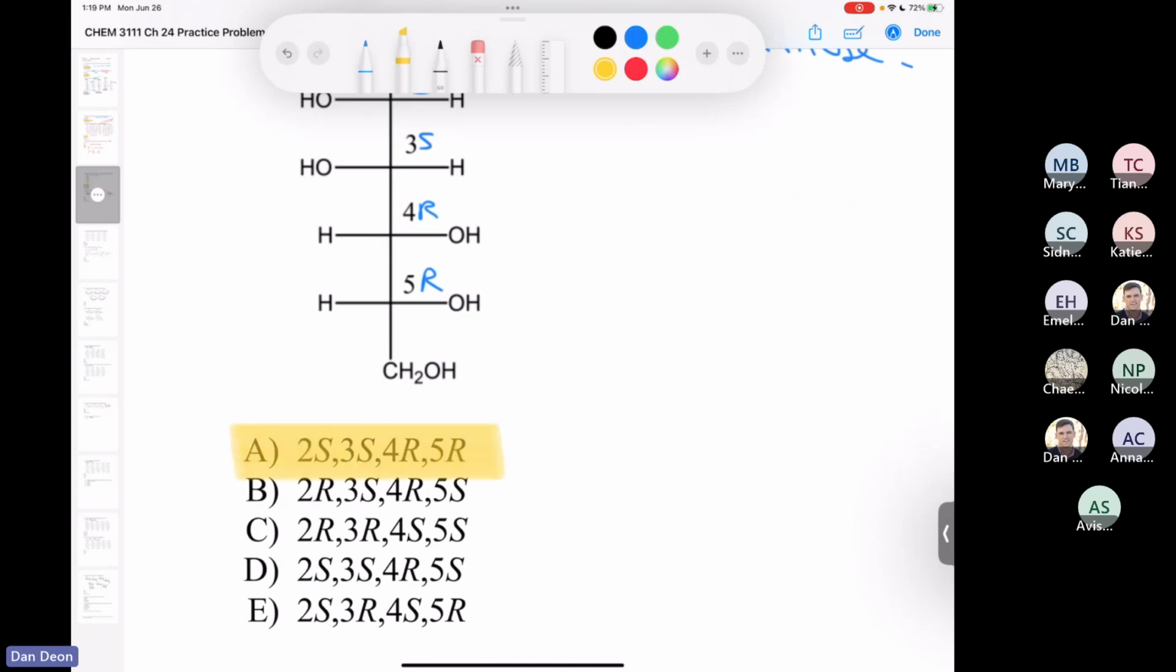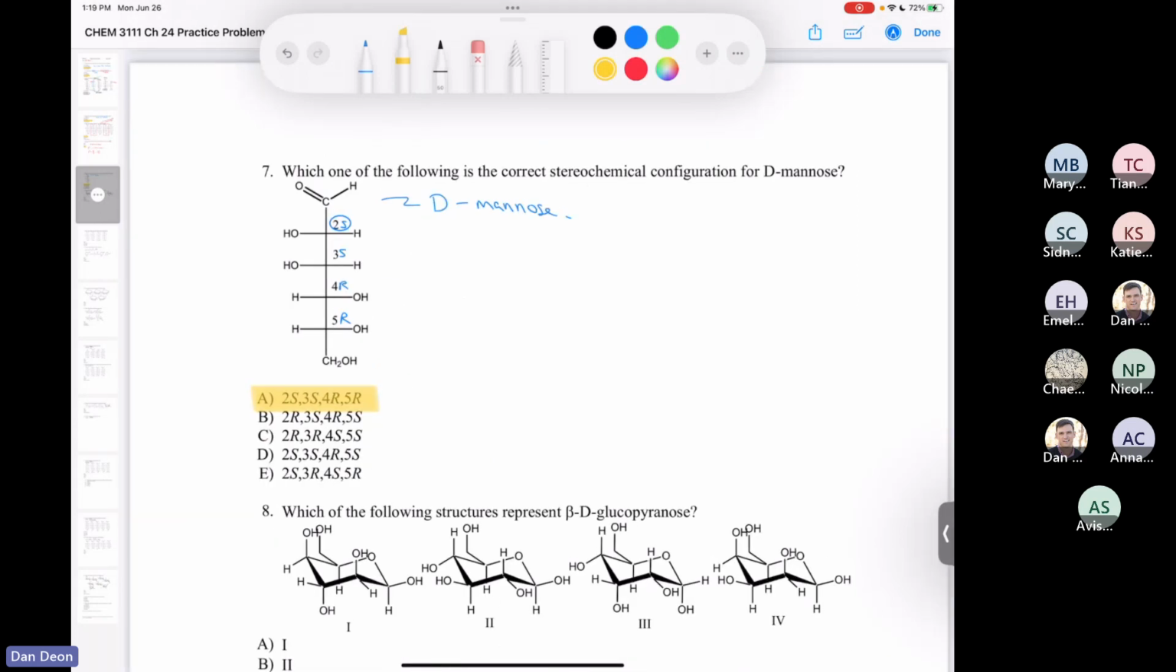Now, if you're wondering why didn't you teach me that way back in chapter 5 of Organic Chemistry 1, well, what kind of fun would that have been? It wouldn't have been any fun.